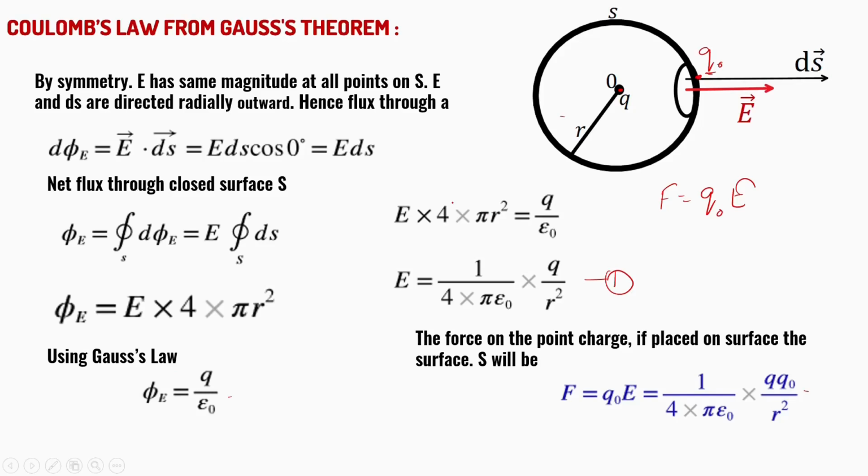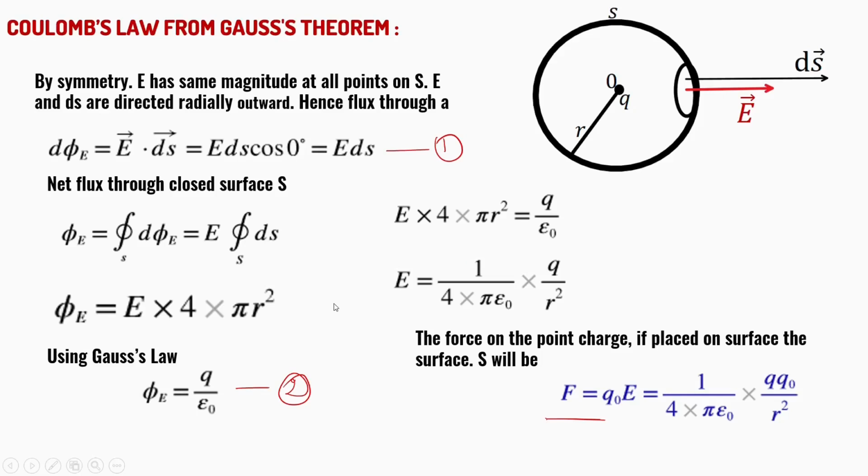Here you only need to keep in mind two basic steps. What are the two basic steps? Again I am highlighting them: first, use the flux by the definition, and second, use the flux by Gauss law. Equate these two equations, and then by solving you will be able to prove Coulomb's law from the Gauss theorem.